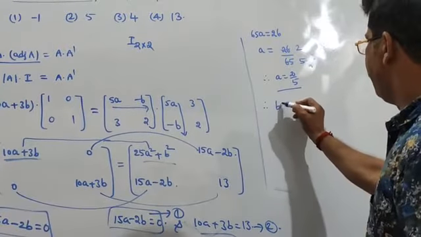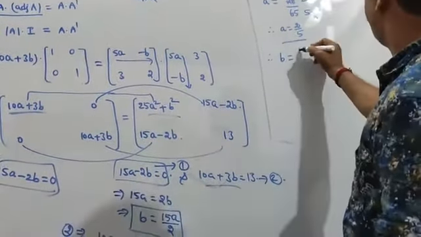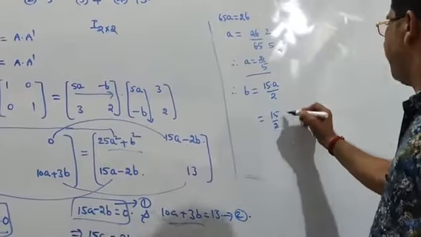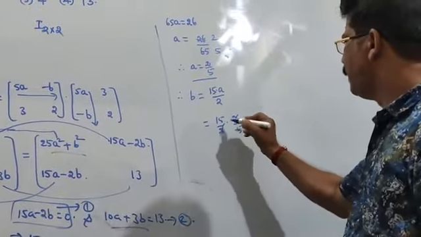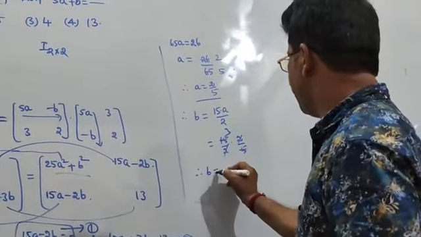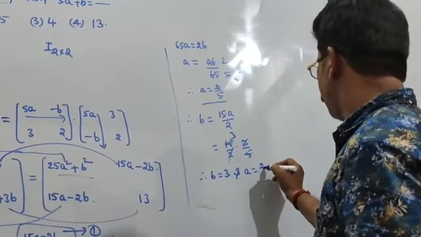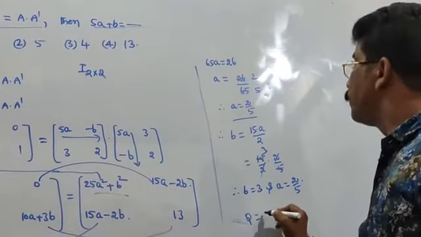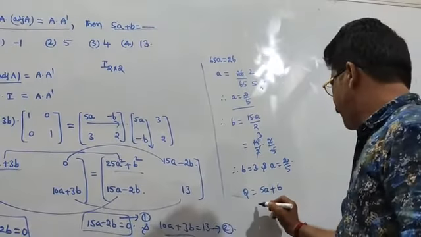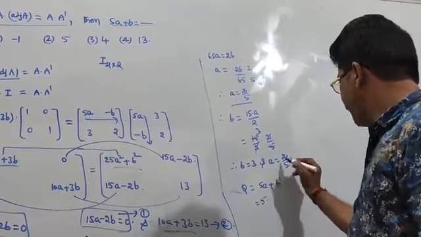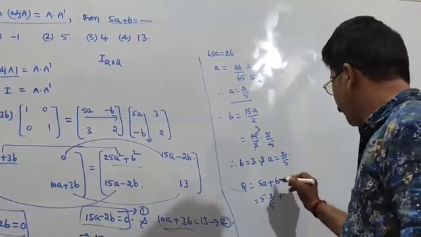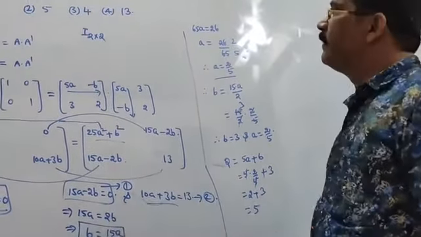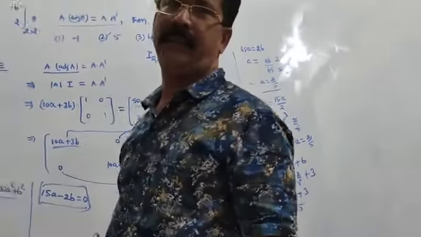Next, B is equal to 15 into A by 2, that is equal to 15 by 2 into A value 2 by 5. 2 cancels, 5 3s are 15. Therefore B value is 3 and A value is 2 by 5. So what is the question? 5A plus B equals 5 into A value 2 by 5 plus B value 3. 5 cancels, that is equal to 2 plus 3, which equals 5. Which option is right? The second option is right. Hence the problem.